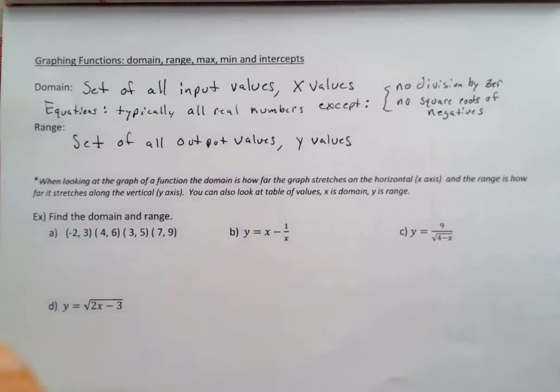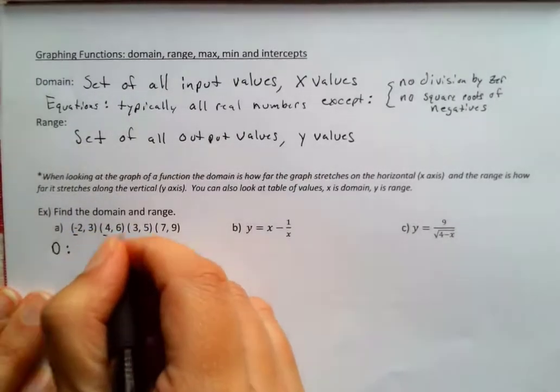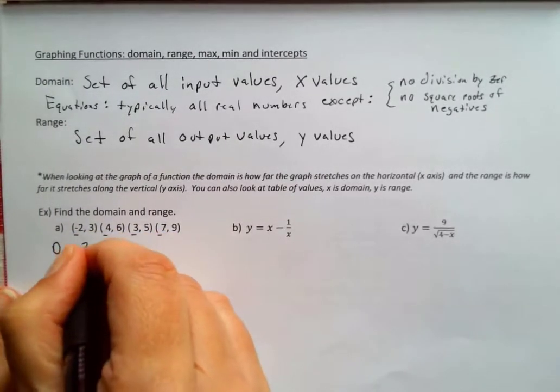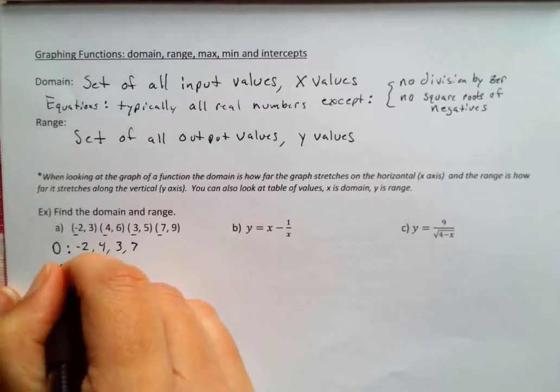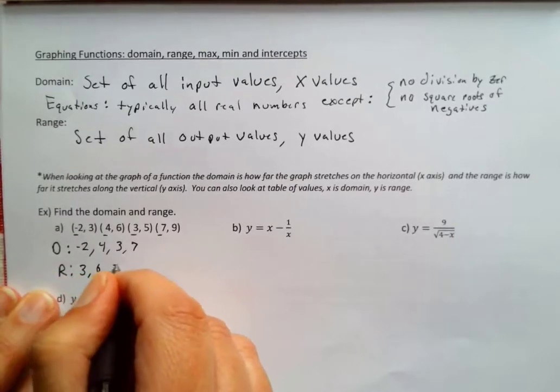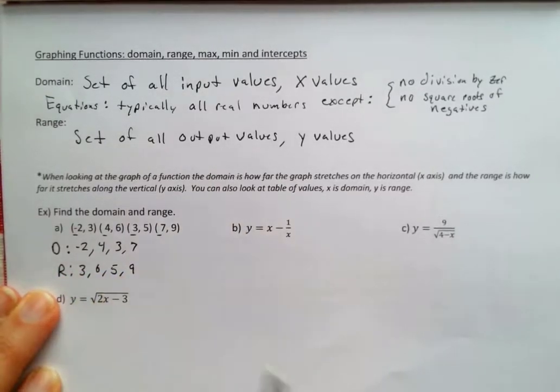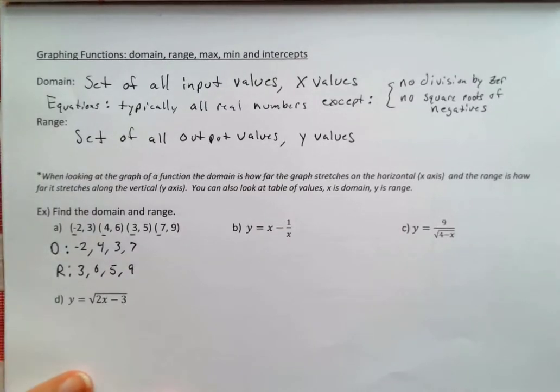So find the domain and range. So in this first example, you're just going to list all the x values for your domain, the inputs. And your range is then all the outputs. So 3, 6, 5, 9. We call that finite. It starts, it ends, doesn't go on and on forever.